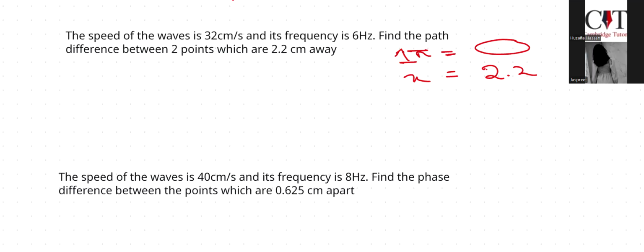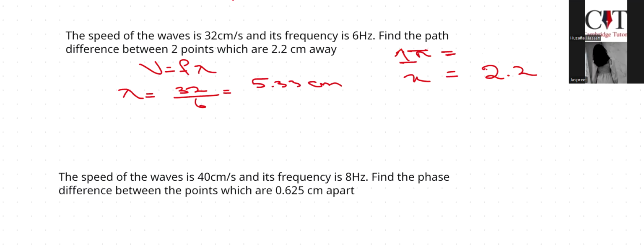We've already studied in O levels: velocity is equal to frequency into lambda, right? So lambda is equal to velocity upon frequency. Velocity is 32 and the frequency is 6. So the lambda becomes 5.33 centimeter, right? So can I say that the distance of one complete wave is 5.33 centimeter? So now I will put here, one lambda is equal to 5.33 centimeters.